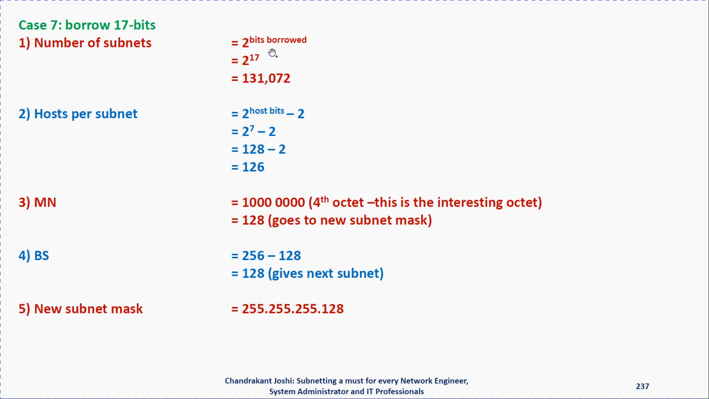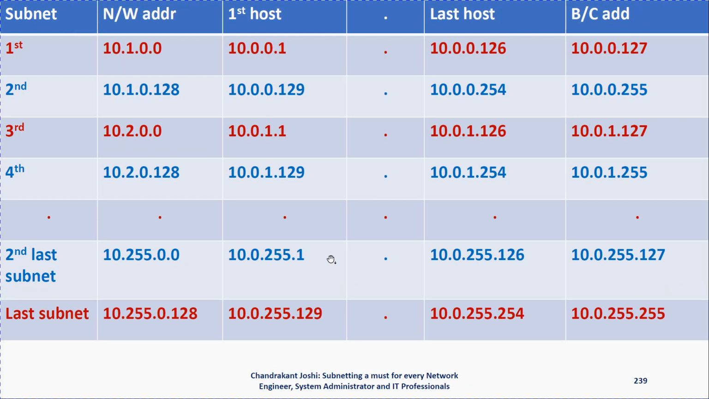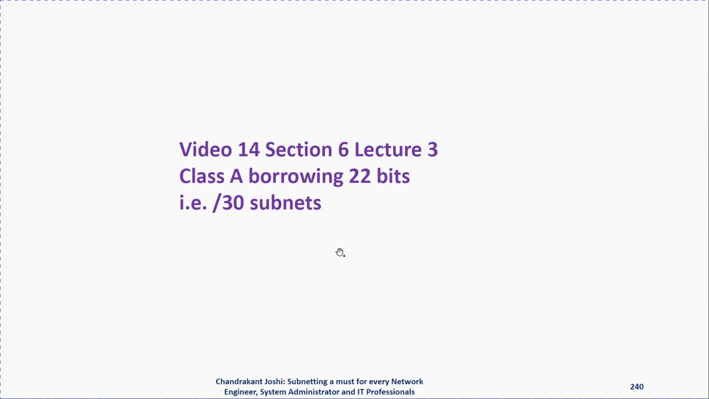So bits borrowed are 17. 17 means 8 plus 8 plus 1. So 8 bits in the second octet, 8 bits in the third octet, and 1 bit in the fourth octet. Please go through it thoroughly. Try to write and understand. And again, whatever doubts you have, please ask me in the Q&A session.